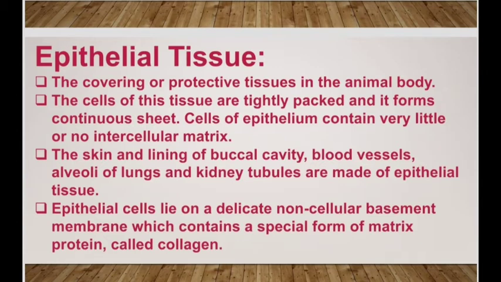Epithelial tissue. It's a covering or protective tissue in the animal body. The cells of this tissue are tightly packed and it forms a continuous sheet. Cells of epithelium contain very little or no intercellular matrix. The skin, lining of buccal cavity, blood vessels, alveoli of lungs, and kidney tubules are made of epithelial tissue. Epithelial cells lie on a delicate non-cellular basement membrane which contains a special form of matrix protein called collagen.